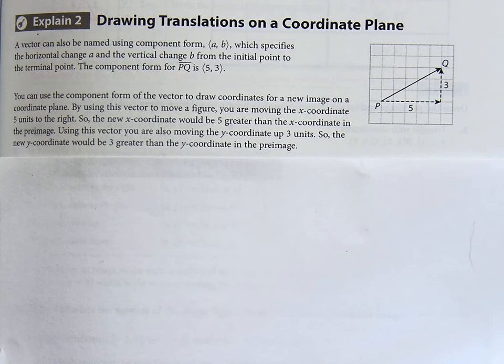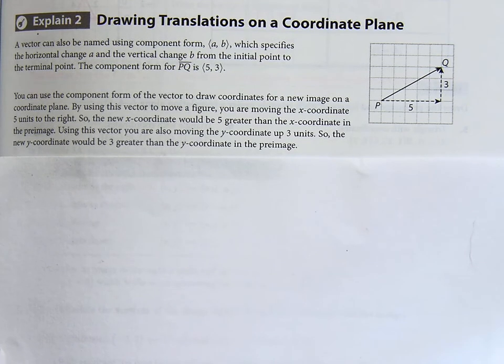You can use the component form of a vector to draw coordinates for a new image on a coordinate plane. By using this vector to move a figure, you are moving the x coordinate 5 units to the right. So the new x coordinate will be 5 greater than the original x coordinate. Using this vector, you are also moving the y coordinate up 3 units. So the new y coordinate would be 3 greater than the original y coordinate of the pre-image.